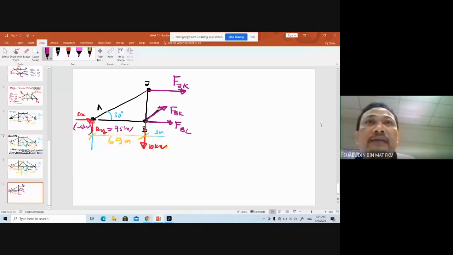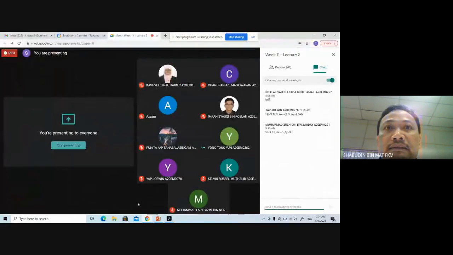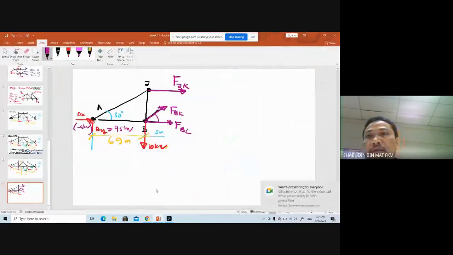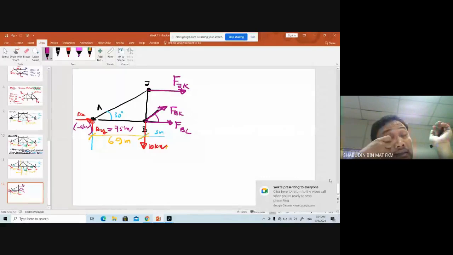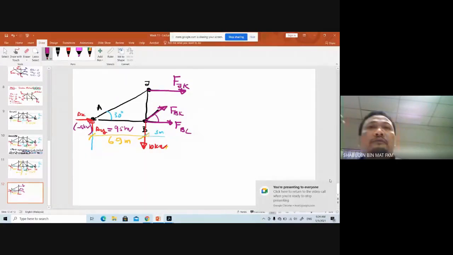So can someone tell me this angle? Because you have the 4/3. Hello, can you tell me the angle there? That 4/3. Tension 4/3. What is the angle there? 53.13. Very good.